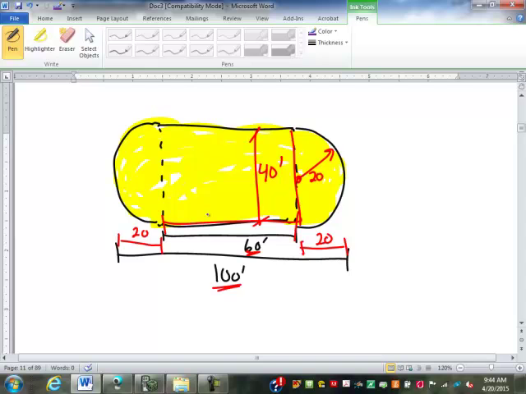How did I go from 20 here to 40 there? Because it's 20 from here to here. That's just a radius, right? A diameter is twice the radius. So it's 40. So that makes this rectangle 60 by 40, otherwise known as 2,400 square feet.